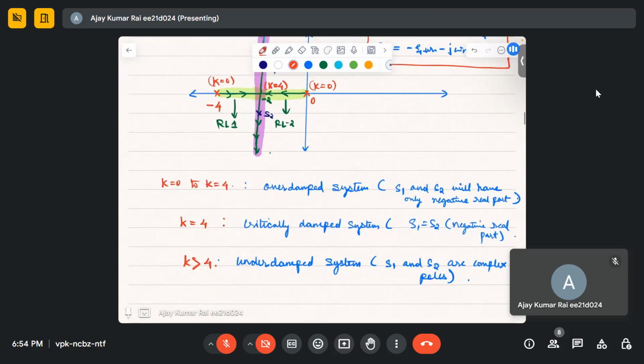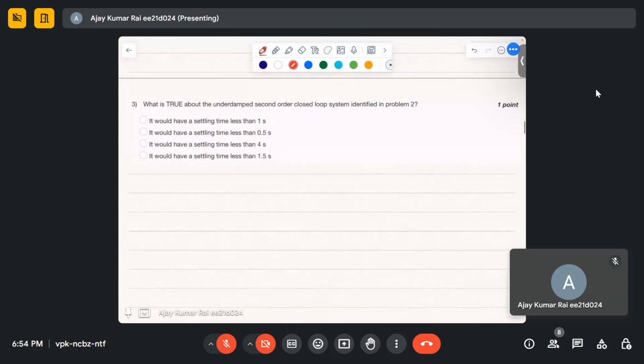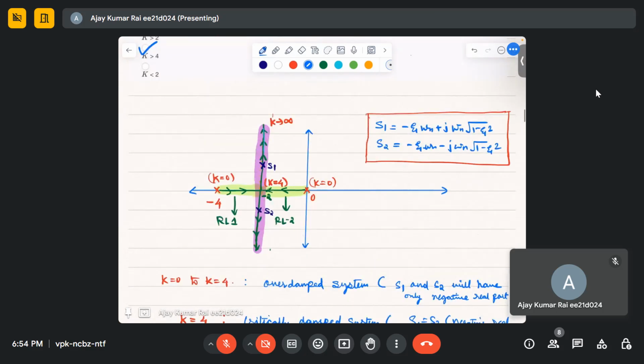Okay, I will go to the next question then. So what is true about the underdamped second order closed loop system identified in problem 2? Let's check. In this question, all the options are asking about the settling time, so you have to find the settling time.